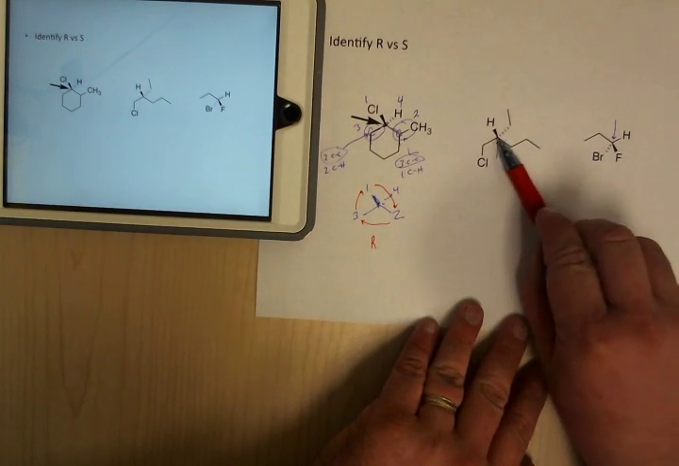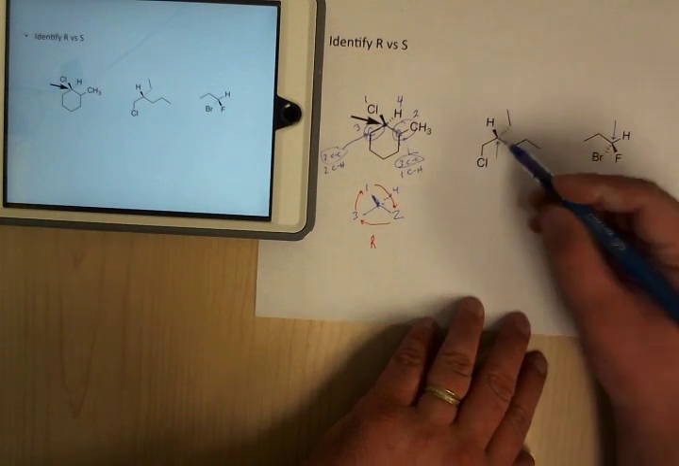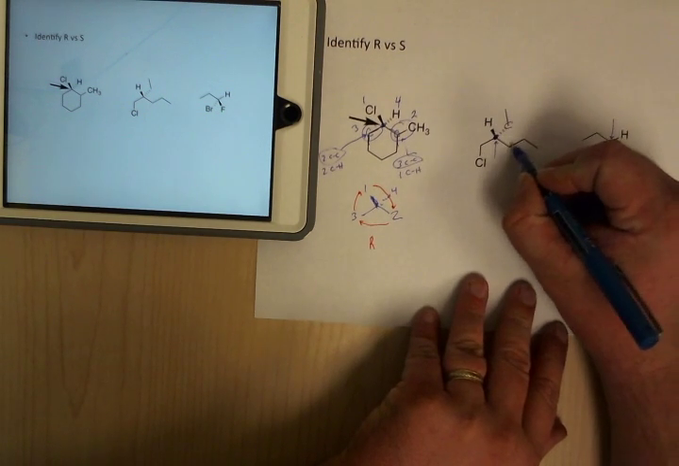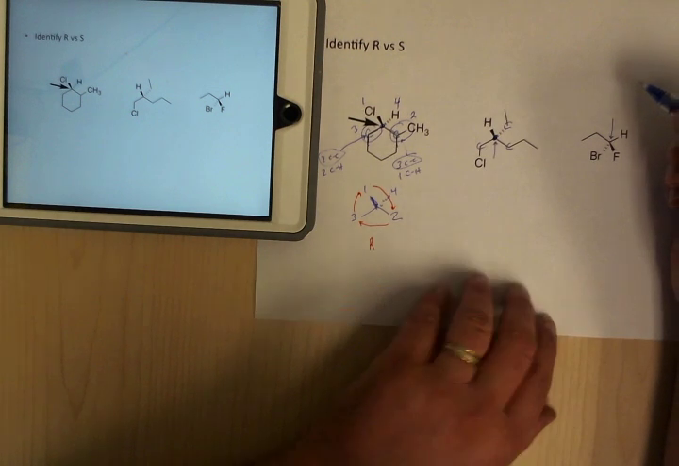So like that. Okay, so this one here. We're looking at that carbon there. So we have a hydrogen, a carbon, a carbon, a carbon.